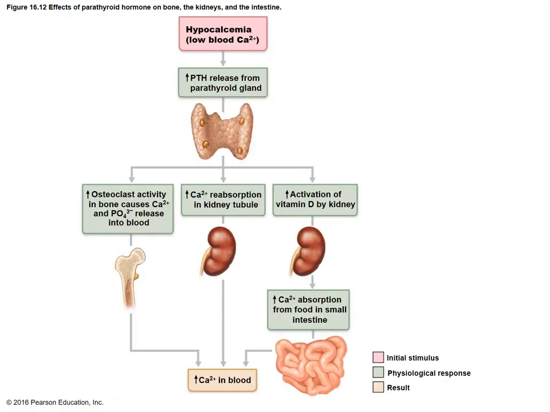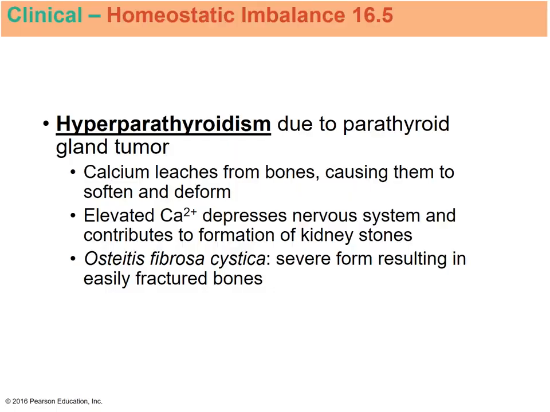So this is a diagram that's showing the effects of the parathyroid hormone, PTH, on the bone, on the kidneys, on the intestines. Once again, the stimulus is because there's low calcium concentration in the blood. You have to get it back up.